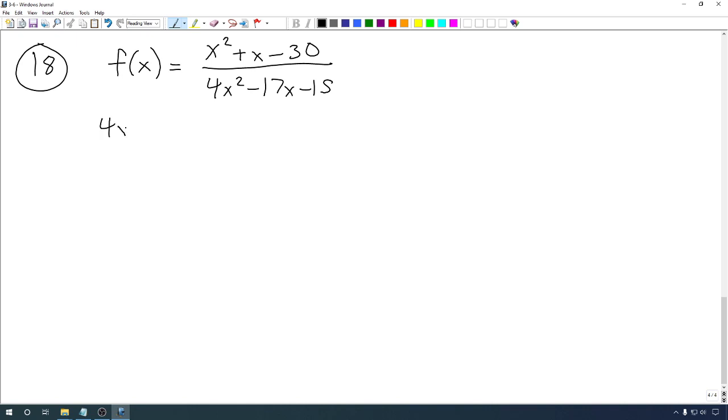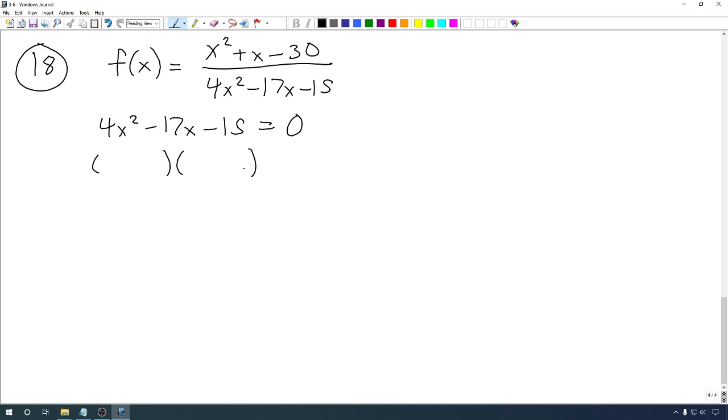So I'm going to set 4x squared minus 17x minus 15 equal to 0. I'm going to try to factor this. Now, this is a little bit complicated one to factor, I admit. We do need to figure out what are the possibilities here. So the first thing here and the first thing here need to multiply to be a 4x squared. That could be, say, a 4x times an x, or a 2x times a 2x.